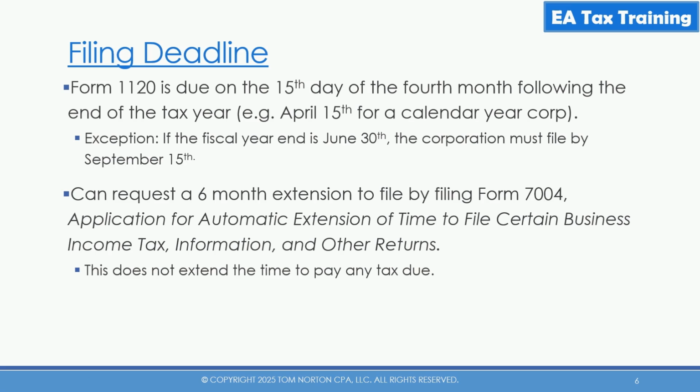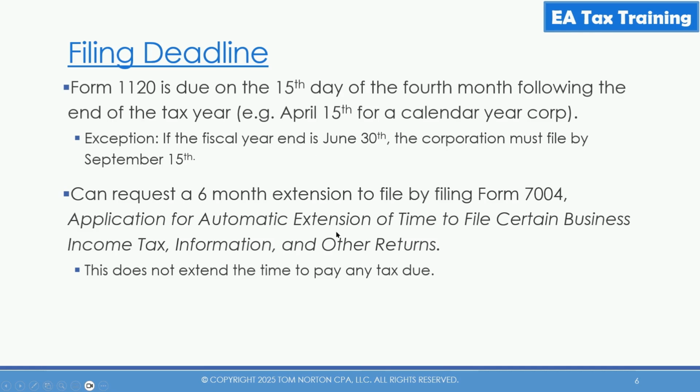The filing deadline for the 1120 is the 15th day of the 4th month following the end of the tax year. So if it is a calendar year corporation, then that is due April 15th. Remember, there is this one kind of oddity here, and it's an exception. If the fiscal year of the corporation ends on June 30th, then they have to file by September 15th, which is the 15th day of the 3rd month following the end of the year. But any other year end, it is the 15th day of the 4th month.